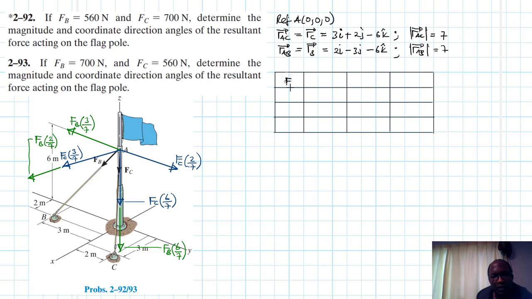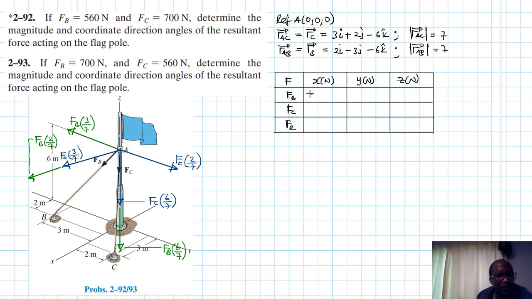Alright, let's fill in. We have force there. This one is FB, this one is FC, and this one is FR. Then the forces are in newtons. So we have the x component in newtons, the y component in newtons, and the z component in newtons. As for the FB component, FB is the one in green in the x direction.